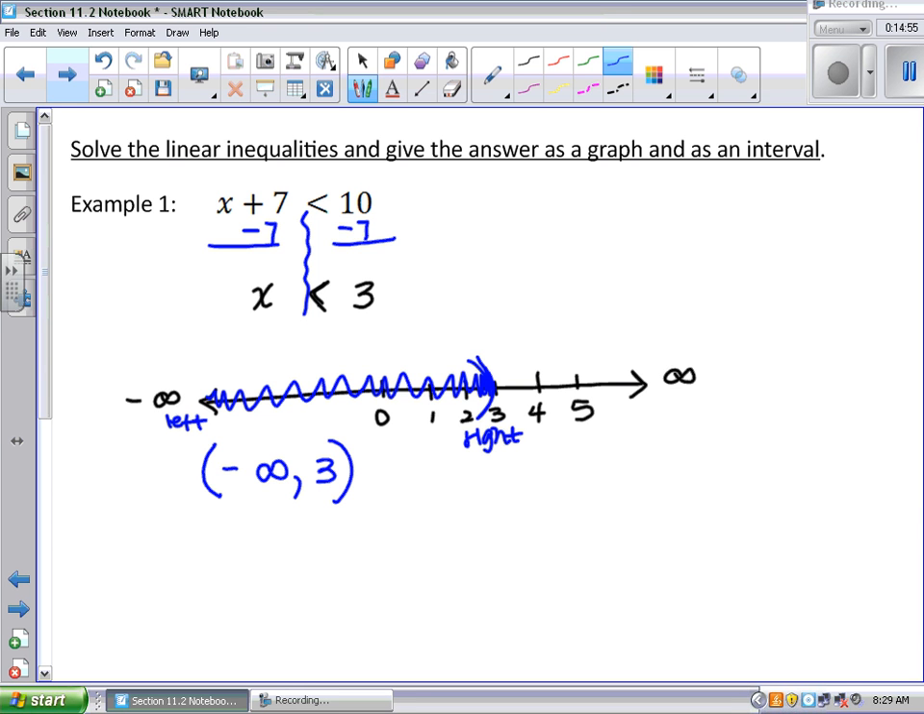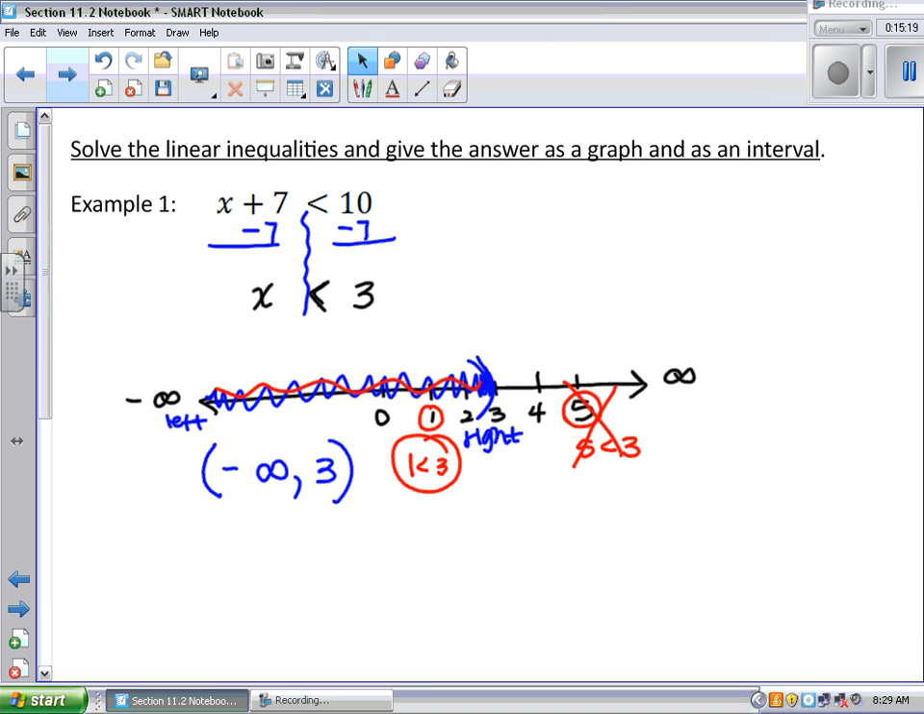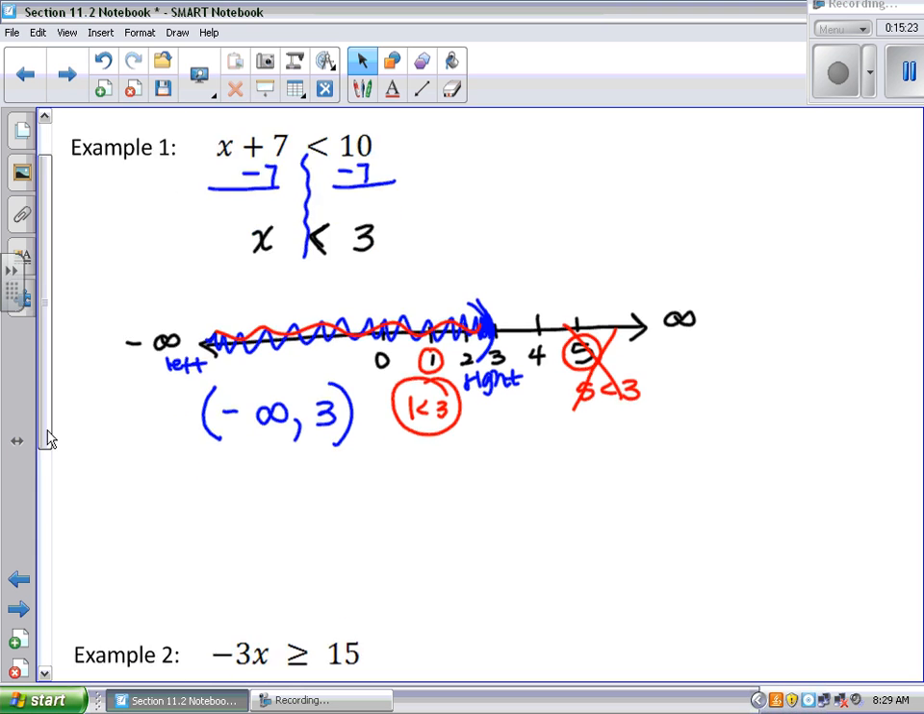Now, if you have a hard time with which side to shade, think about picking numbers on either side of 3. Pick one. Is 1 less than 3, or is 5 less than 3? This one's not true, so we shouldn't have shading. This one is true, and that is where our shading is, on that side of 3. And that's a nice way to check your answer to make sure that you've got your interval in the correct direction.